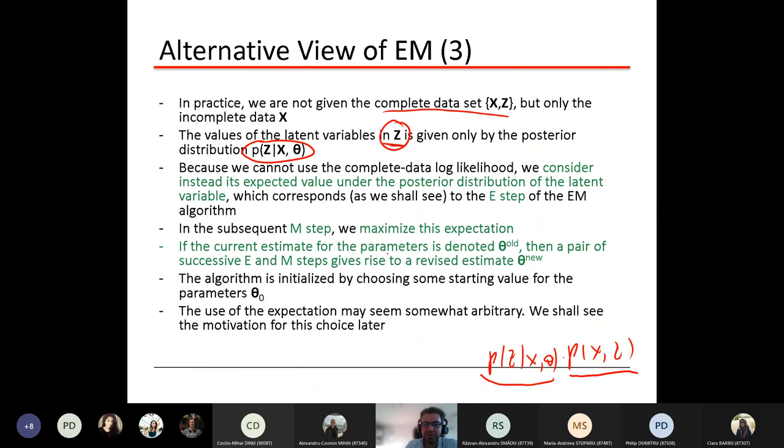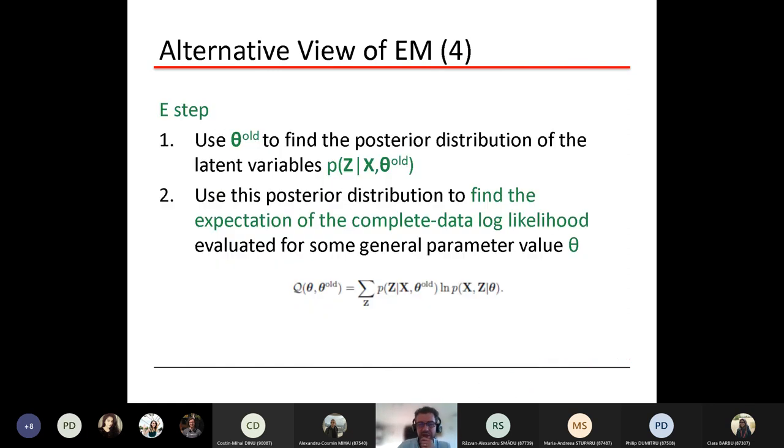If the current estimate for the parameters when we start one EM step is theta old, then after a pair of E and M steps, we have a new set of parameters theta new. The algorithm is always initialized by some parameters theta zero. We're going to look a little bit more at why we use this expected value, the expectation under the posterior.